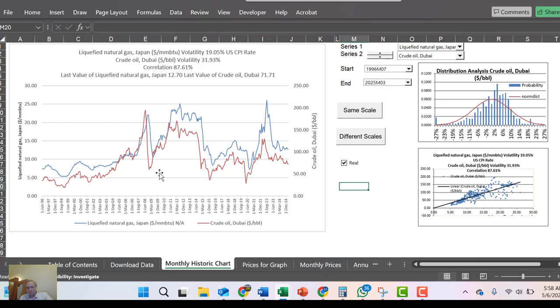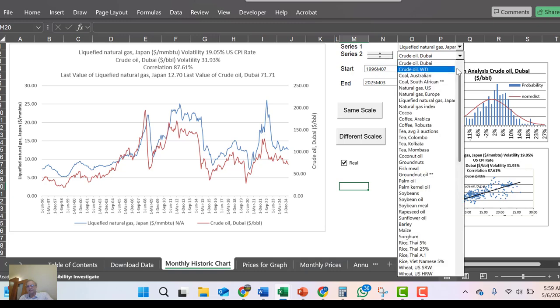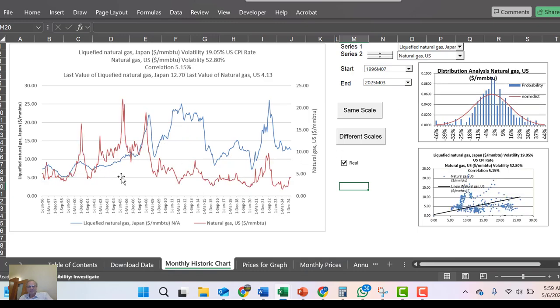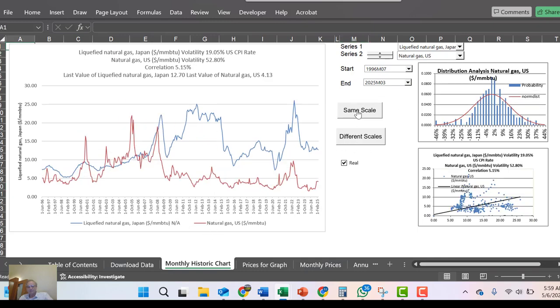1996, and you can see the very tight correlation between natural gas and oil. Now let's compare Japan natural gas with U.S. natural gas. I'm sorry if I've done this before and I'm repeating a little bit. Now we have to put this on the same scale, and you can see the dramatic change in the shale gas here, which brought the U.S. out of the 2008 recession, the Great Recession.